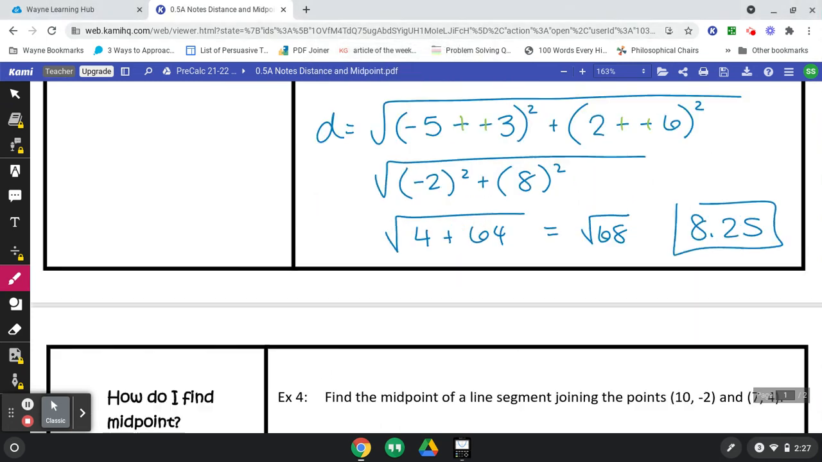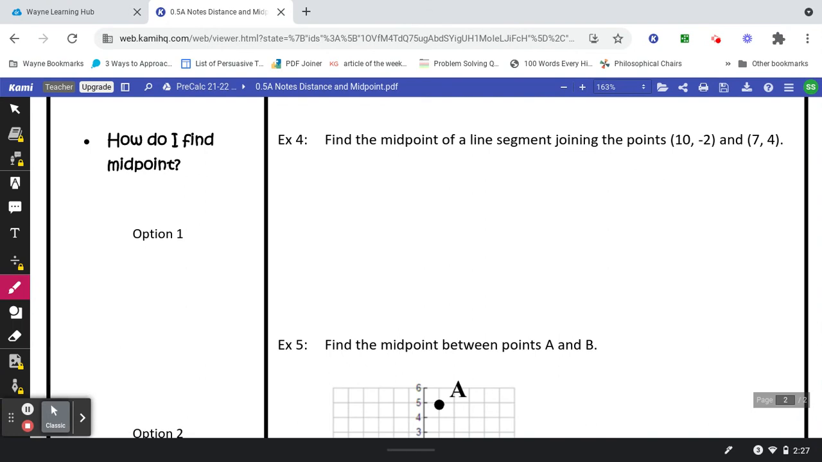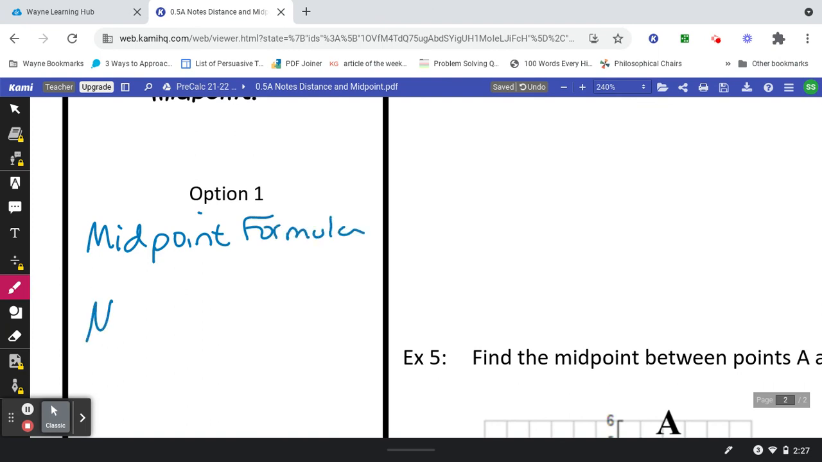All right, next problem here. We're going to talk next about midpoint. Again, two ways to do midpoint. You've got your midpoint formula. And the midpoint formula, it's actually a point. So that's why we have the parentheses. We'll have x1 plus x2, divide that by 2. Dividing by 2 has to do with the middle, halfway. And then you have y1 plus y2 divided by 2.